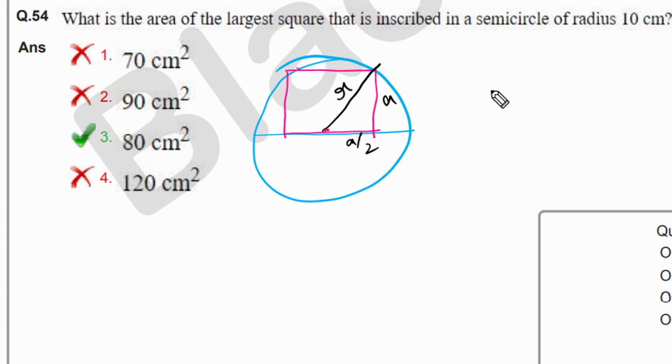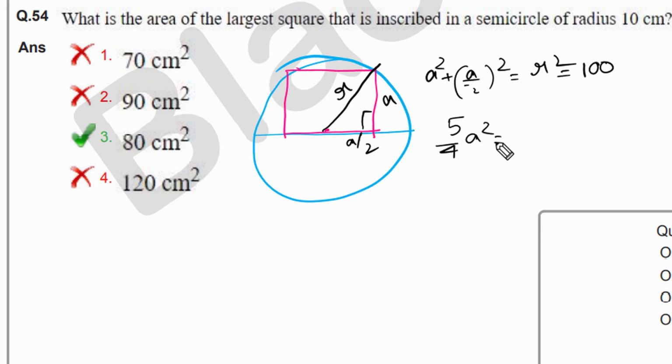So this is a, this is a, and this will be half. Now this is the radius. So we will find the a square value, and this is definitely a right angle triangle. So let's use the Pythagoras theorem: a square plus a by 2 whole square equals r square. r we know is 10, so it becomes 100. Now a square plus a square by 4 becomes 5 by 4 a square equals 100. 5 fours are 20, a square becomes 80. This is what we want because they have asked for the area, which is a square, and we got 80.